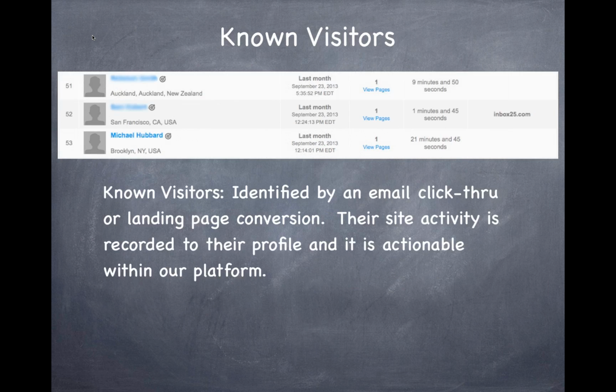A known visitor is a site visitor that we are able to identify either through an email campaign click-through or because they converted on one of your landing pages, which we just covered. Once an unknown visitor is identified and linked to a record in your marketing list or your CRM list with Inbox 25, the website activity can be leveraged for automated campaigns and lead scoring through scoreboards.